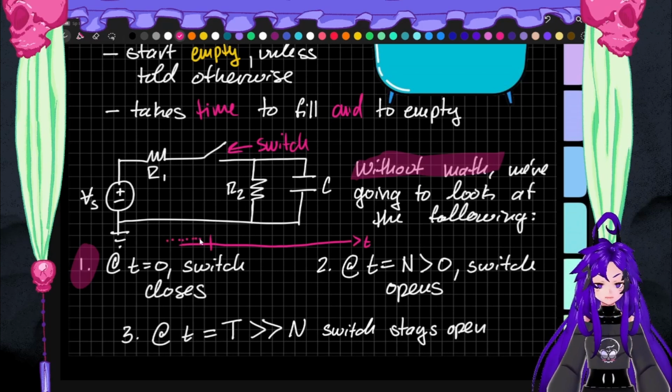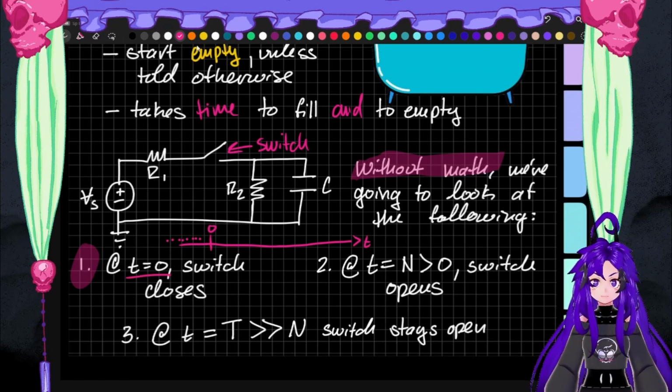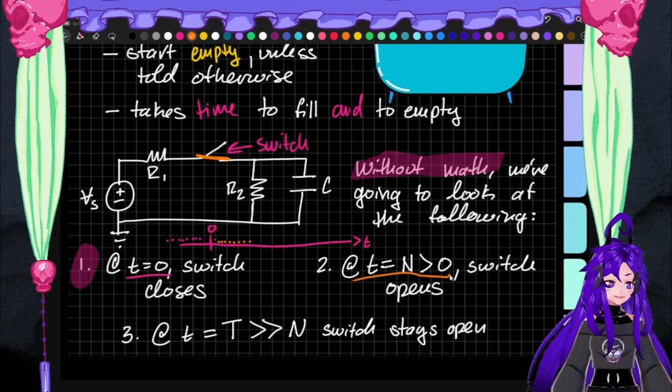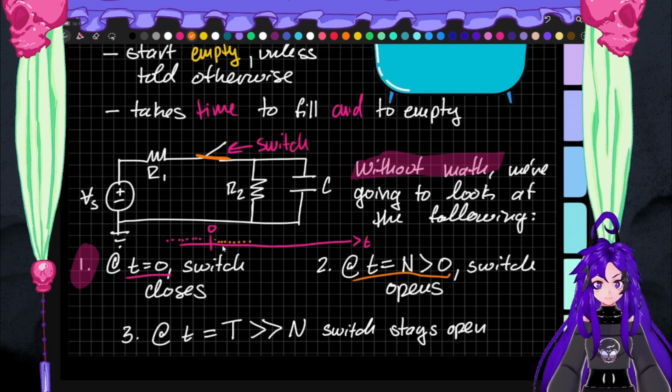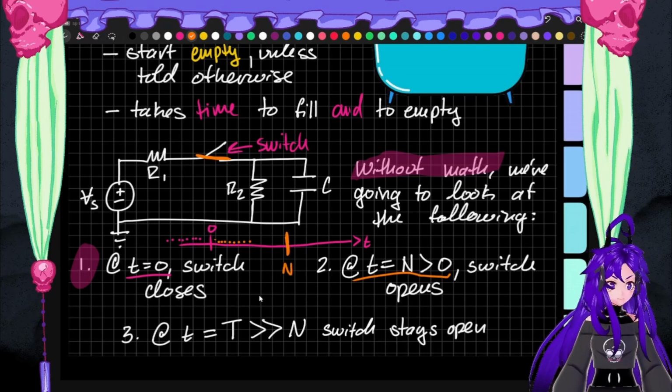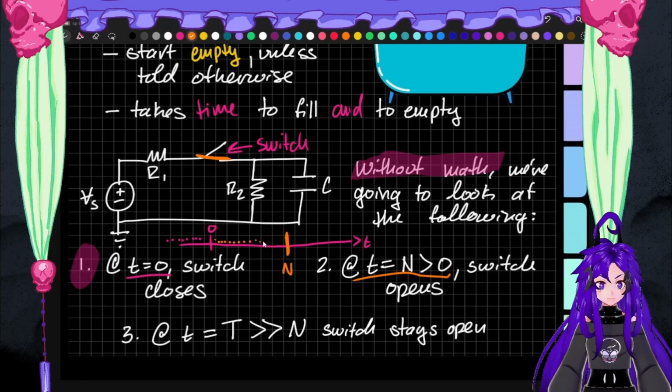We're going to say that if we've got this number line of time, whatever before 0 we're at, the switch is open. And so at t equals 0, the switch closes. From here on out, we're looking at a closed switch. Then we're going to look at t equals n, which is greater than 0. So t is somewhere over here at n, and the switch will open again.